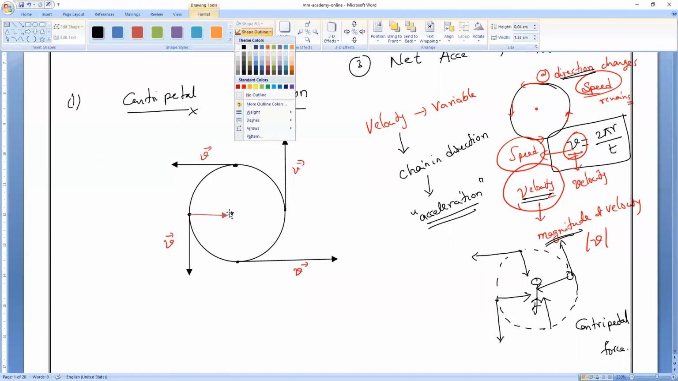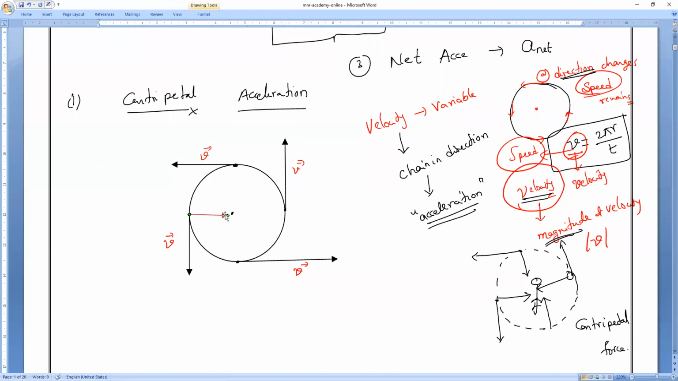Direction is changing. As it is, direction is changing. The body's acceleration is also always there. The body is said to be in what, guys? Accelerated motion or not? Yes, accelerated. So at every point, if you take, I will take four points, at this point also, the acceleration is acting towards the what? At this point also, it is acting towards the center.